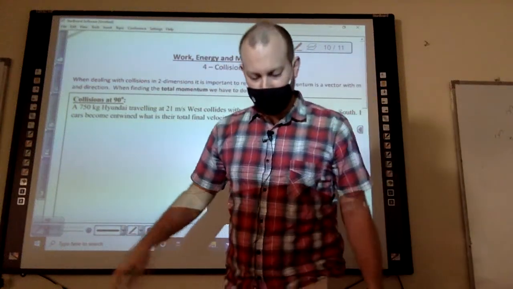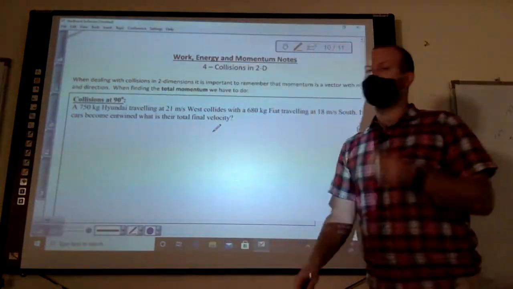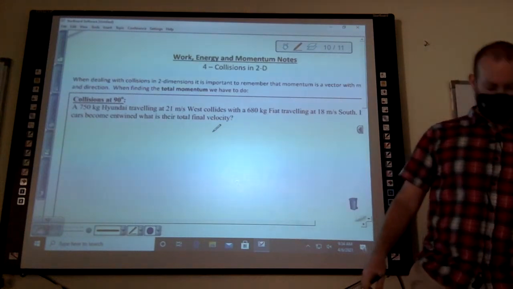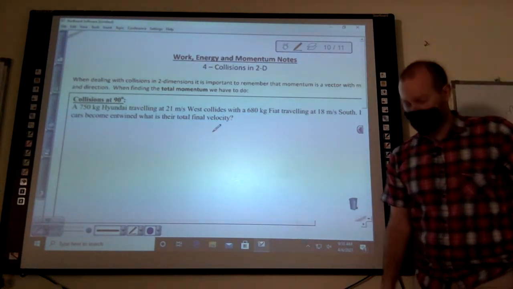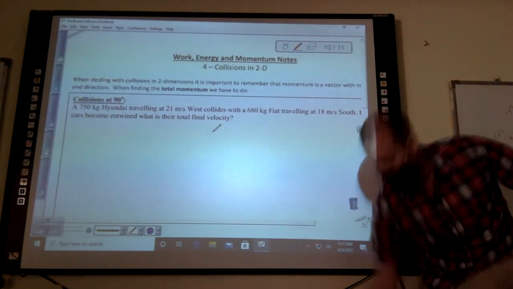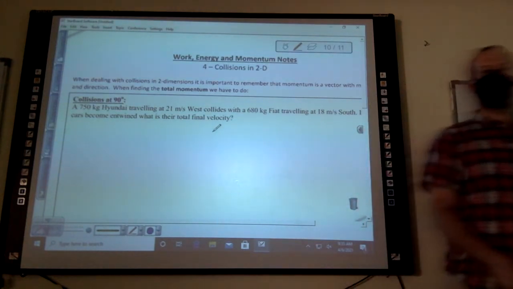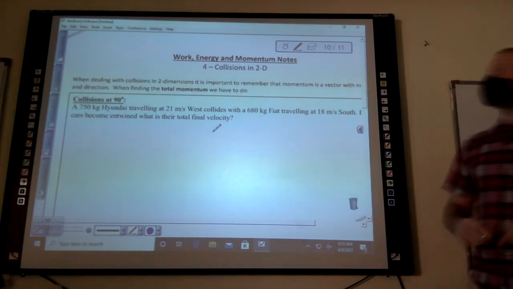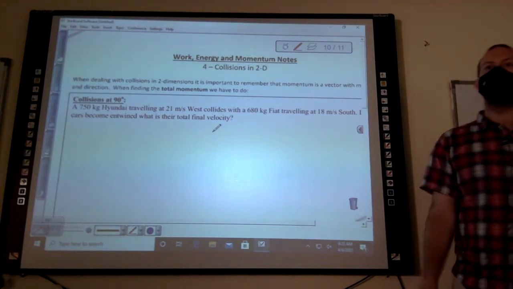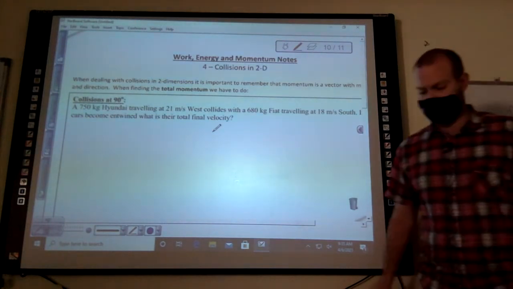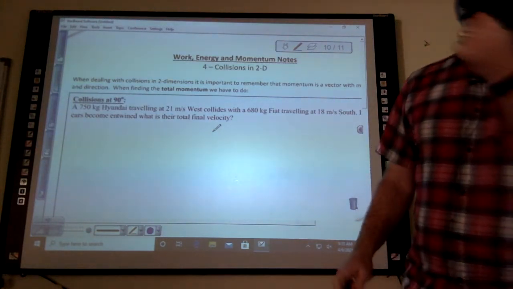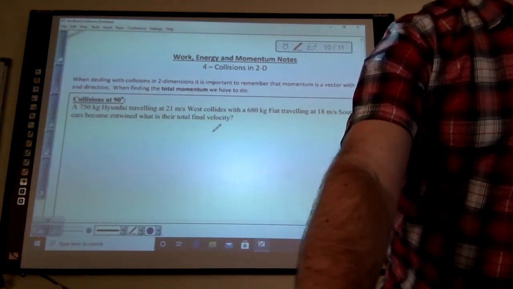All right, so we are getting into this last section. It's still about collisions, so that has not changed. But what has changed is now we're in 2 dimensions. We have dealt with everything in 1 dimension in this unit already. That's why everything's been reviewed. But now we get into 2 dimensions. So in order to do this, we're going to need to do some vector addition.